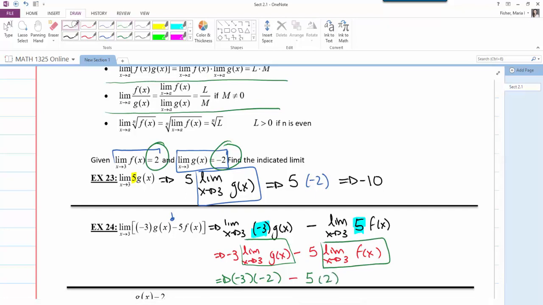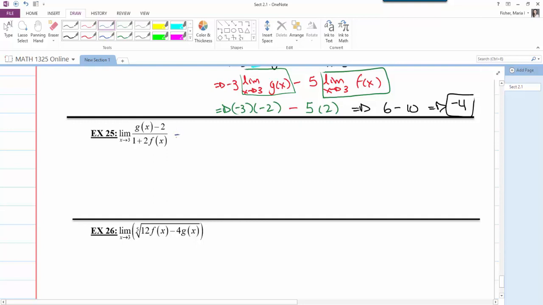So now I just need to figure out what is negative 3 times negative 2 minus 5 times 2. Therefore, you're looking at 6 minus 10, or negative 4. So the limit as x approaches 3 of negative 3 times g of x minus 5 times f of x is equal to negative 4.